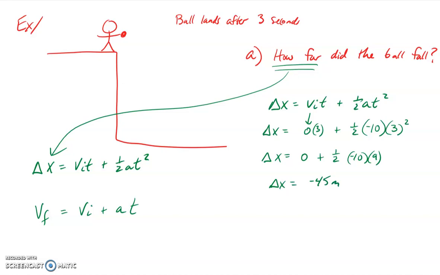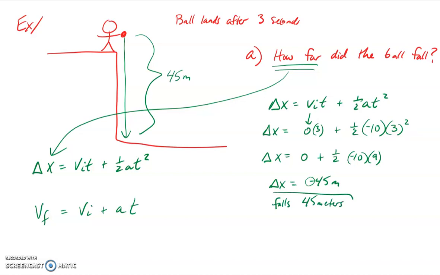So our ball fell 45 meters. This negative sign just means that it fell downward. It lands on the ground 45 meters below where it was let go from. So our answer to A, it falls 45 meters. Question B, how fast will the ball be moving when it lands?